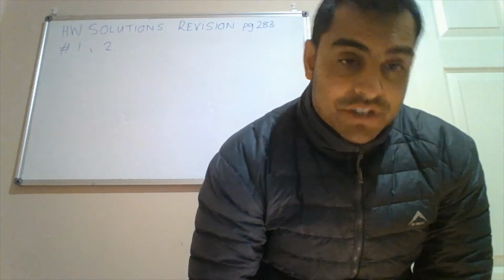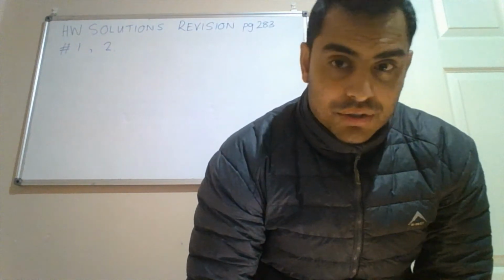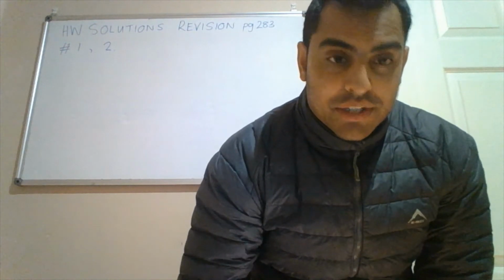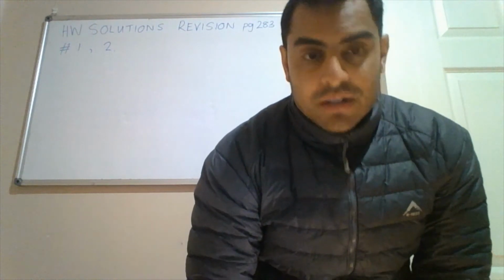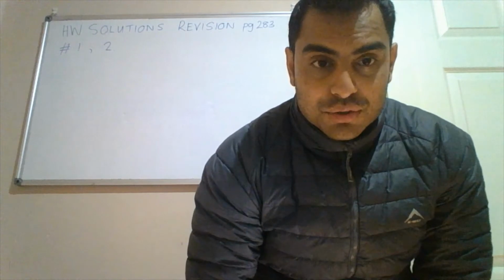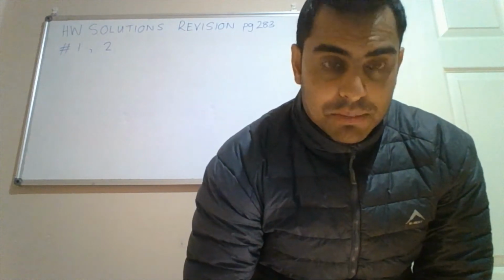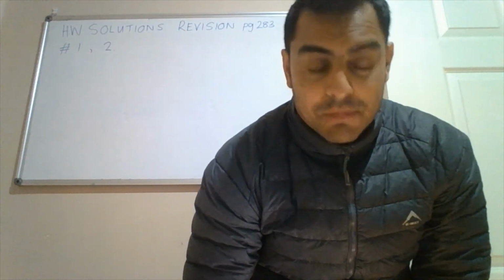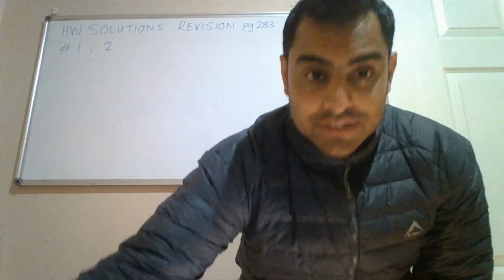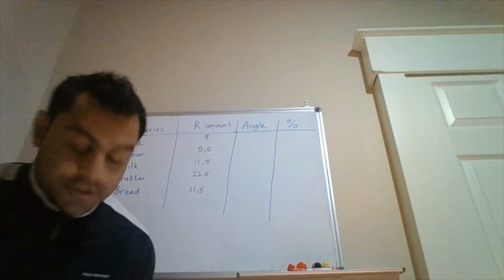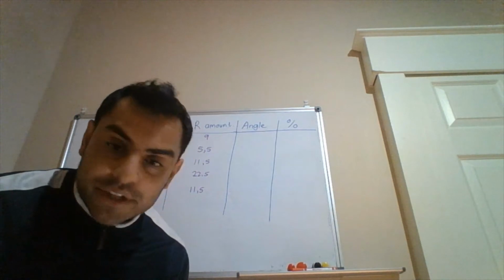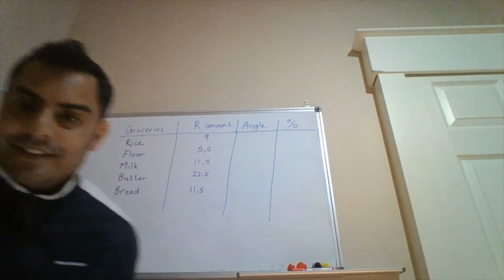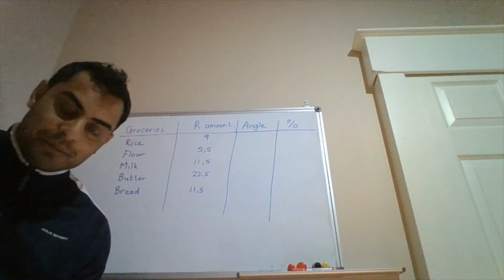It's the revision exercise on page 283. And we're going to look at question 1 and 2. So these questions relate to the bar graph, double bar graph, histogram, and pie chart. So let's get started. So I've copied down the table from question 1a. And this is your classic pie chart problem.